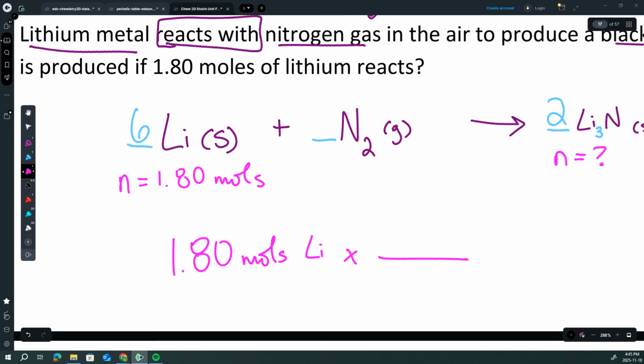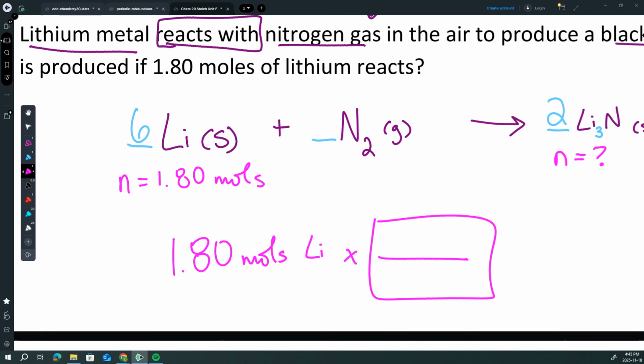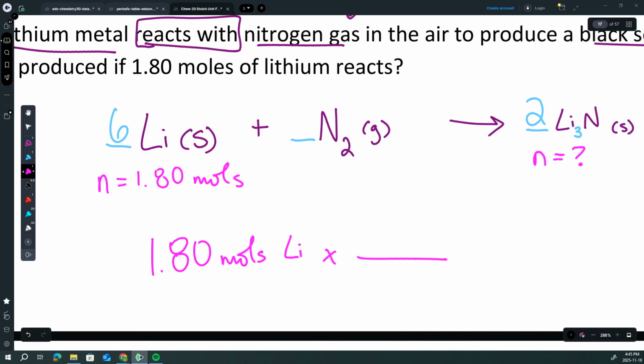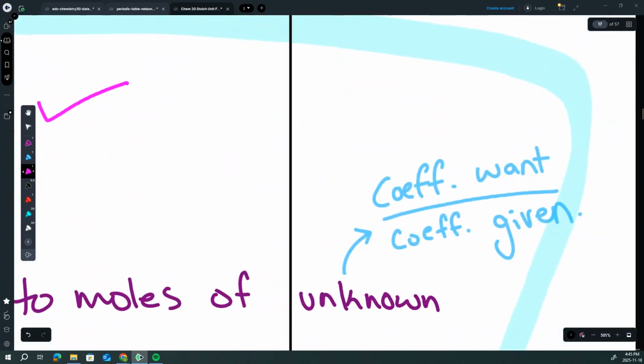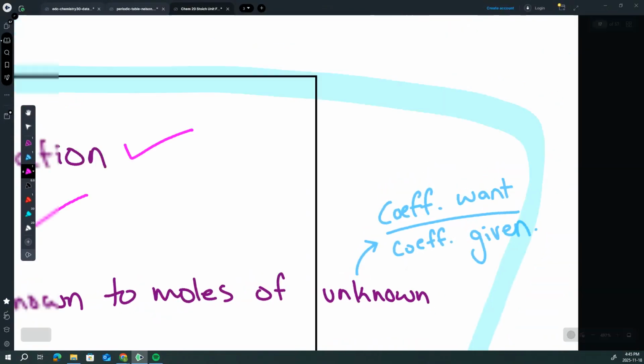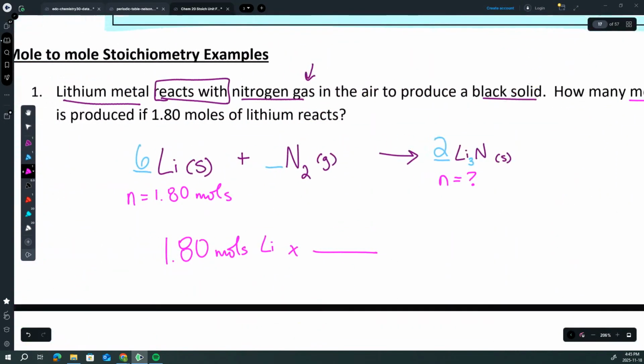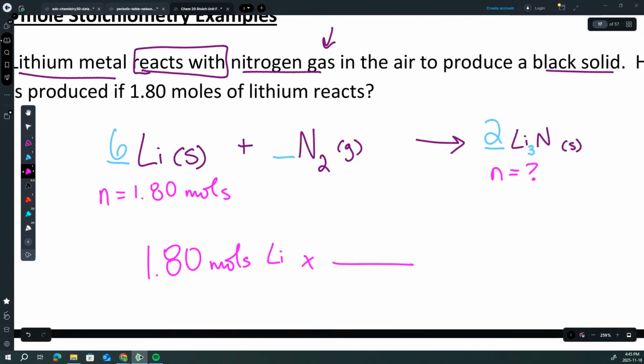Okay. Now for our mole ratio, which is right here, we're using our coefficients from our balanced chemical equation. So remember, our molar ratio is coefficient of what we want divided by coefficient of what we're given. Okay, and since we organized our information underneath our balanced chemical equation, it makes it super easy to see what we want and what we are given. Okay, so we want lithium nitride, and the coefficient for that is 2. We're given lithium, and the coefficient for that is 6.